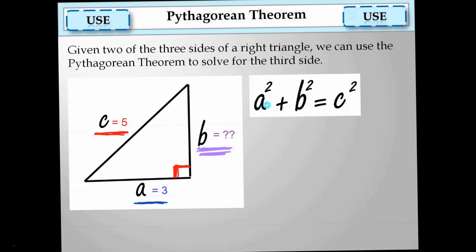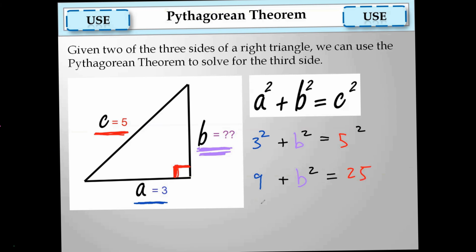Using Pythagorean theorem, we have a squared plus b squared equals c squared. We know our a is 3, so we're going to have 3 squared plus our unknown b value being squared. So our b will be just b squared. Then this is equal to our c value squared. And we know our c given to us to be 5. We'll simplify the left side, giving us 9 plus b squared is equal to 25.